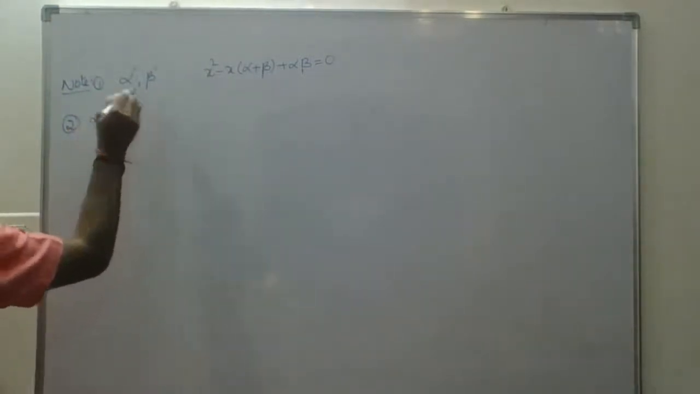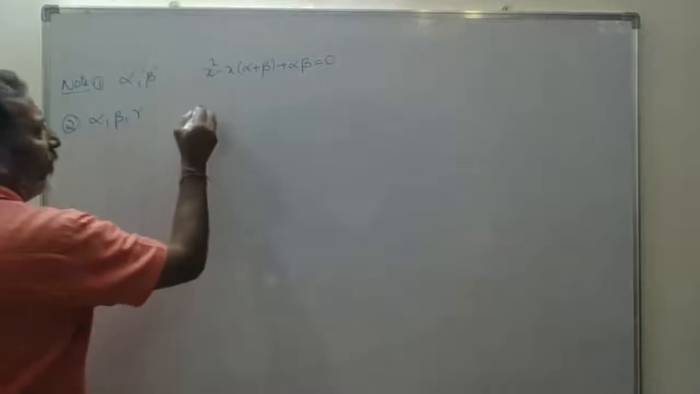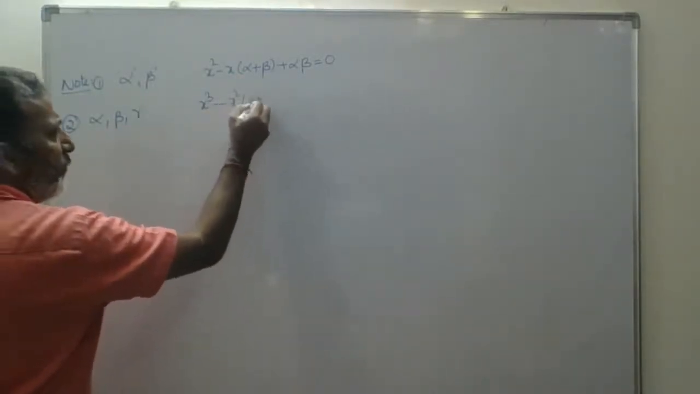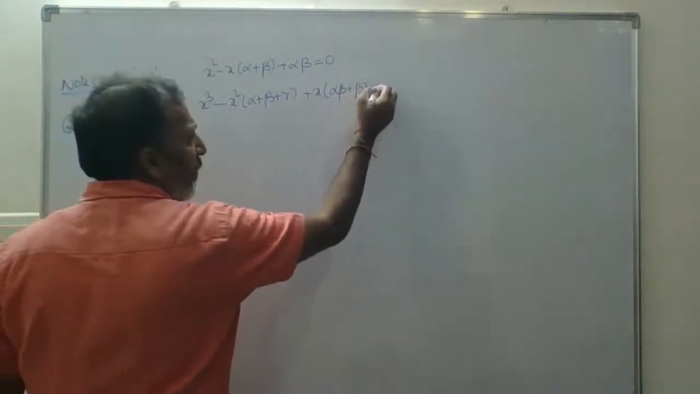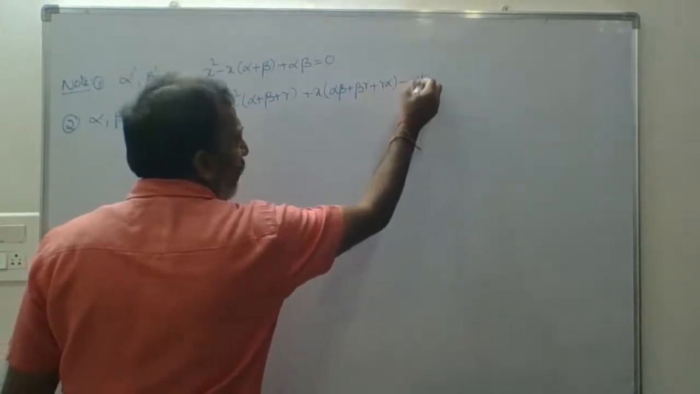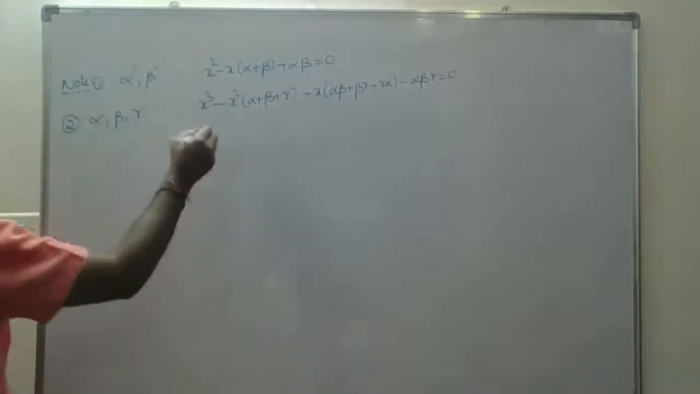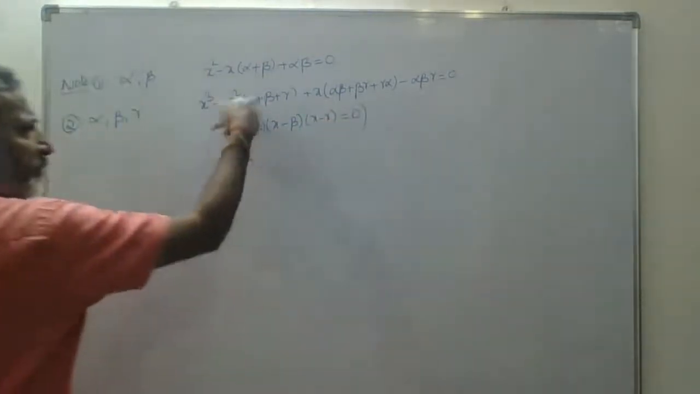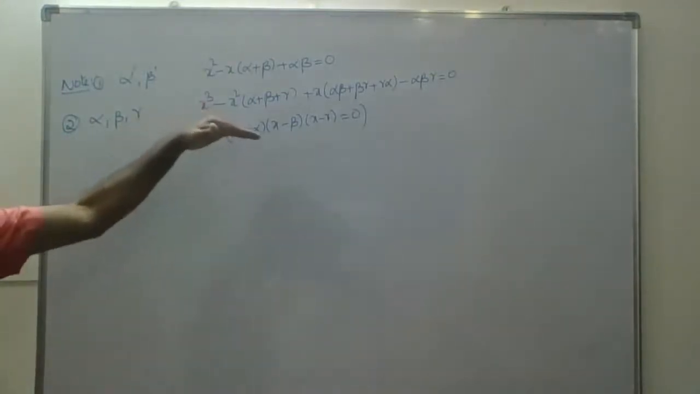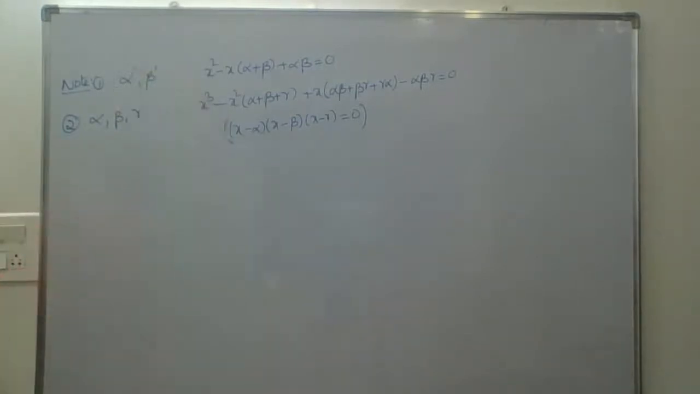Second point: the cubic equation whose roots are alpha, beta, gamma is x cube minus x square into alpha plus beta plus gamma, plus x into alpha beta plus beta gamma plus gamma alpha, minus alpha beta gamma is equal to 0. This one is nothing but x minus alpha into x minus beta into x minus gamma is equal to 0. It comes only if you expand it. This should be remembered. We need this idea when we do two problems in properties of triangles.